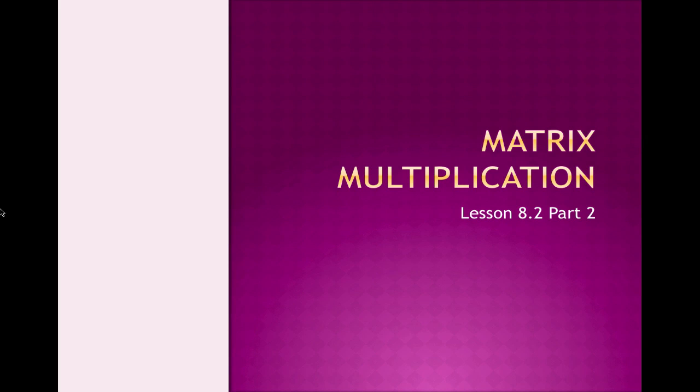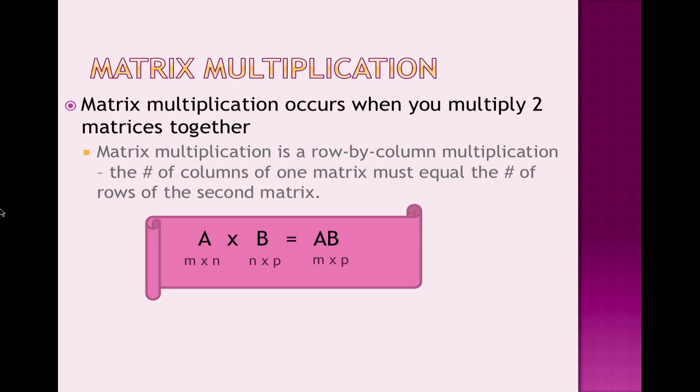So today we're going to finish up Lesson 8.2 and talk about matrix multiplication. I know in the previous lessons we learned about scalar multiplication, where we took a number, or a scalar, and multiplied it to every single entry in a matrix to get a new matrix that was a multiple of the original one. Now we're going to learn about matrix multiplication.